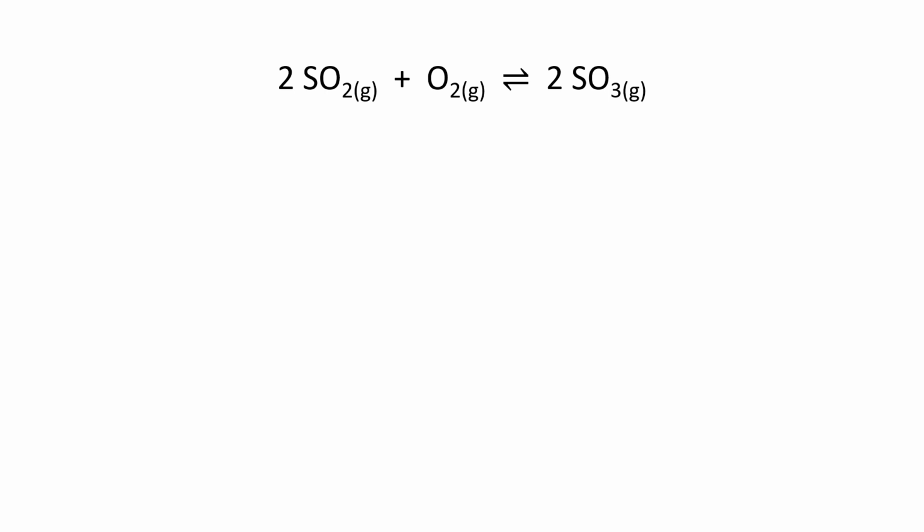From there, we can look at the physical states of everything that is present. If we only have one physical state, that represents a homogeneous mixture. So when you see the prefix homo, that generally indicates one. So we only have one physical state present, and so we have a homogeneous equilibrium.